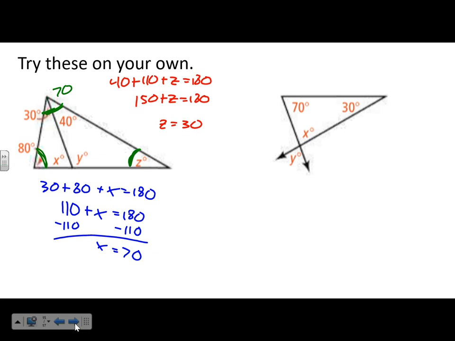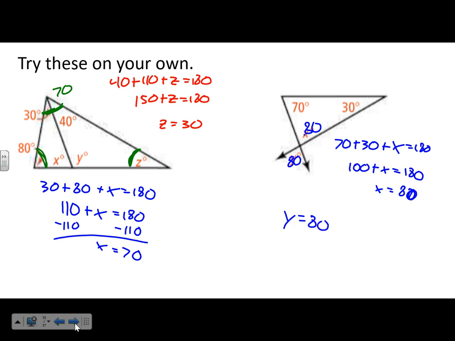This next one, actually, it should be easier than that one. If you start by x, 70 plus 30 plus x is equal to 180. That's 100 plus x is equal to 180. Subtract by 100, you end up getting 80. Then these are vertical angles, so y is also 80.